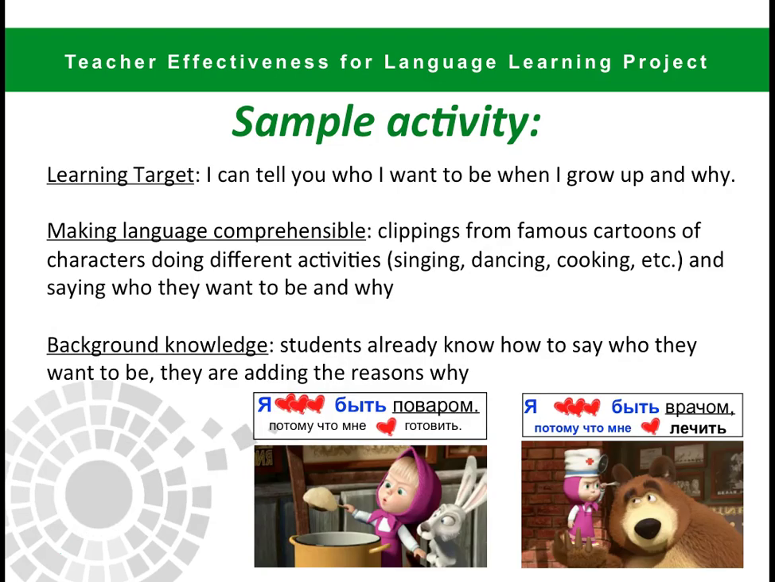Here is another activity. The learning target is: I can tell you who I want to be when I grow up and why. In order to make the language comprehensible, I use clippings from famous cartoons of characters doing different things, for example singing, dancing, and cooking, and I also added in the sentence structures. I want to be a cook when I grow up. I want to be a doctor when I grow up.